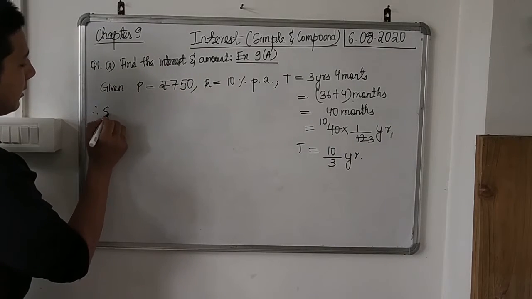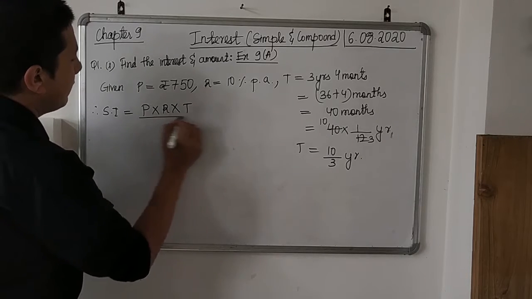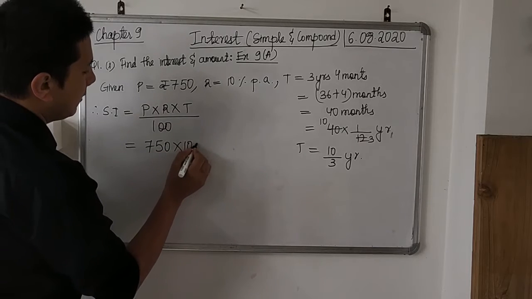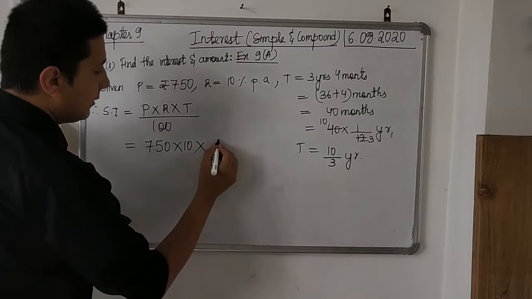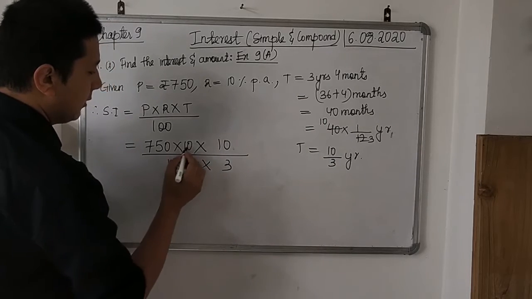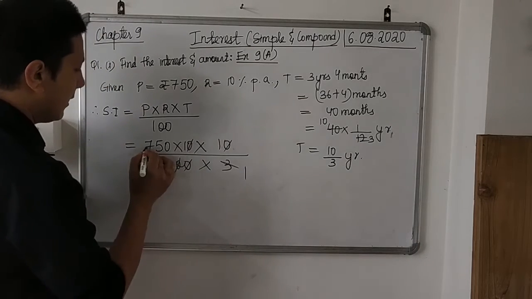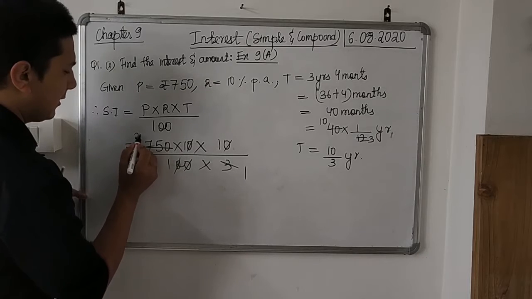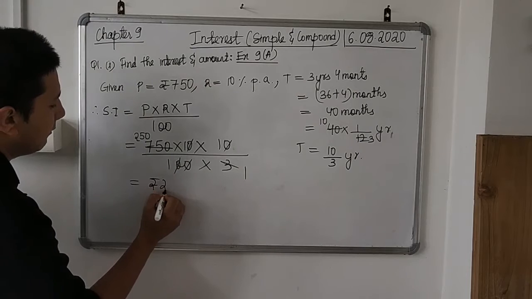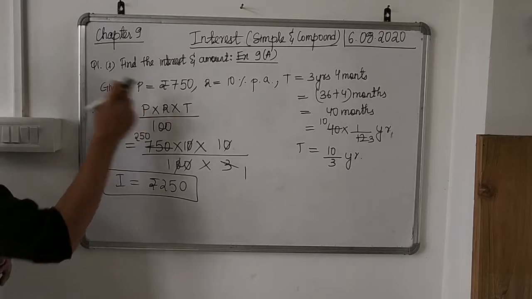So use the formula. Interest is equal to PRT divided by 100. So principal 750, rate 10, time is 10 by 3, and into 100. So the zeros get cancelled out. 3 ones are 3, 3 twos are 6, 3 fives are 15. So therefore rupees 250 is the interest on rupees 750.